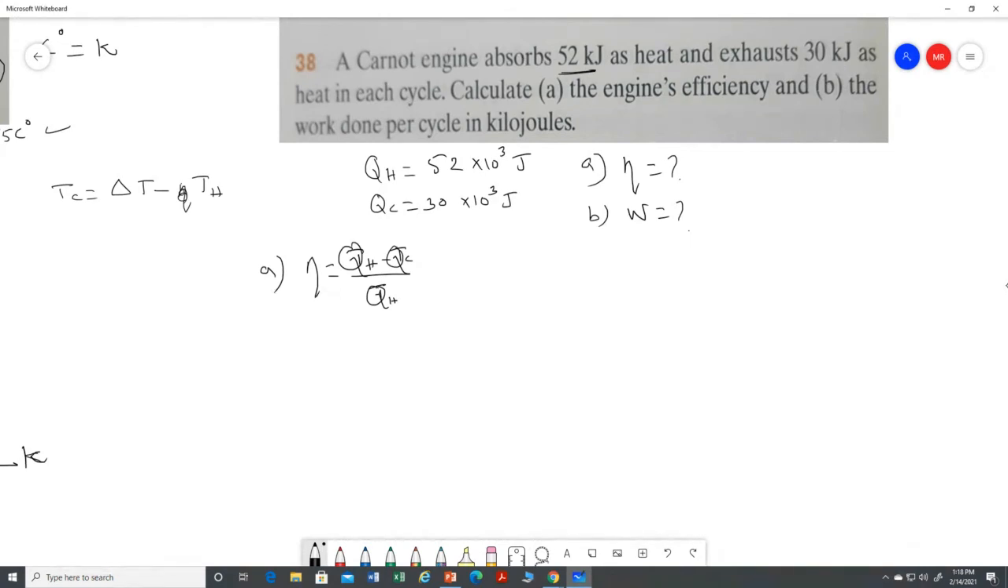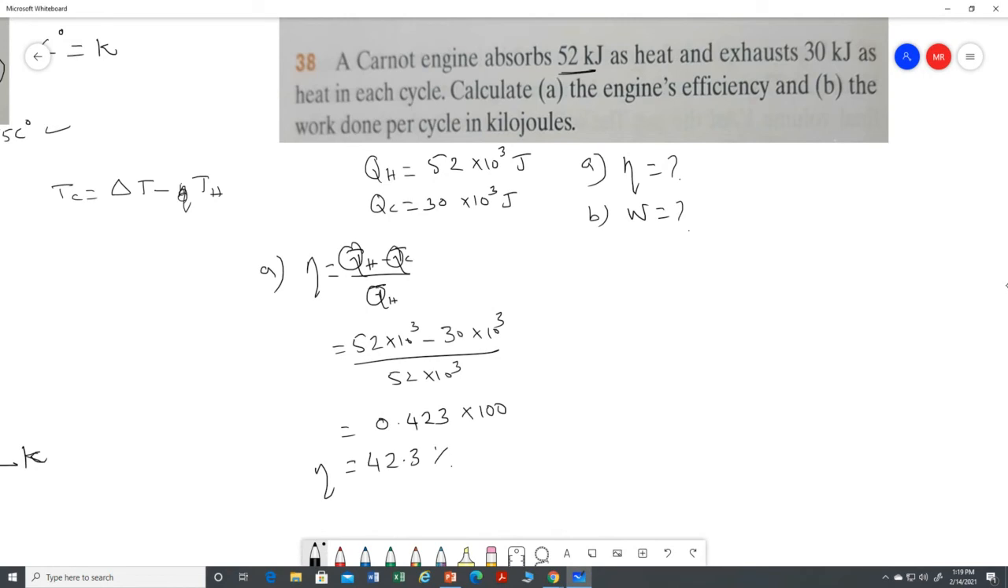Okay. Now we have to find the value of eta. So, my dear, substitute the values. What is the value of QH? 52 multiplied by 10 to the power of 3, minus 30 multiplied by 10 to the power of 3, divided by 52 multiplied by 10 to the power of 3. When you work it out, you will get the answer 0.423. What about the unit? We have to give the answer as a percentage, because eta should be in percentage. So you have to multiply by 100. This is the answer for eta, 42.3. Clear? Okay.